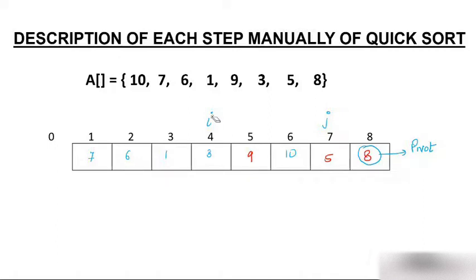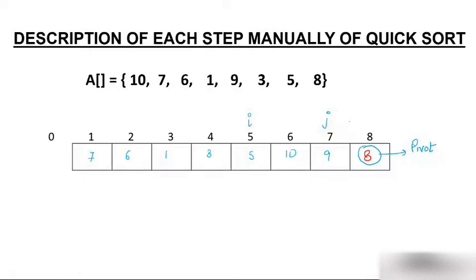I'll first increment I and I'll swap I and J. The moment I swap, 5 will come over here, and what was there prior to this? I've just forgotten. 9 was there. 9 will come over here. Fine. I've just swapped. Now will I move further?